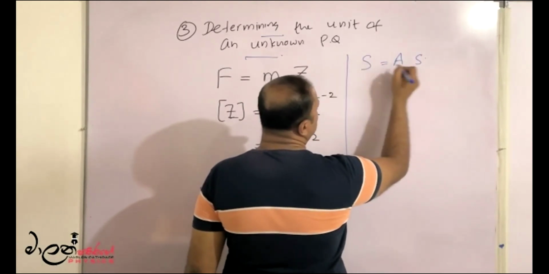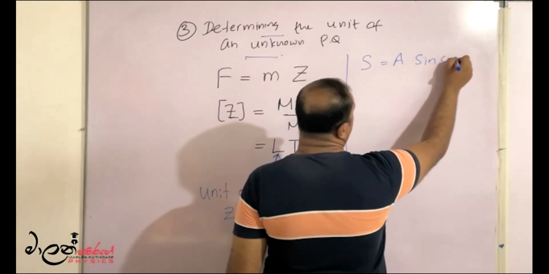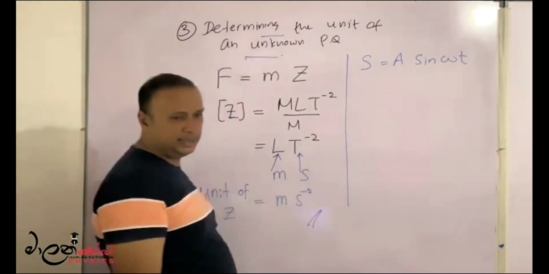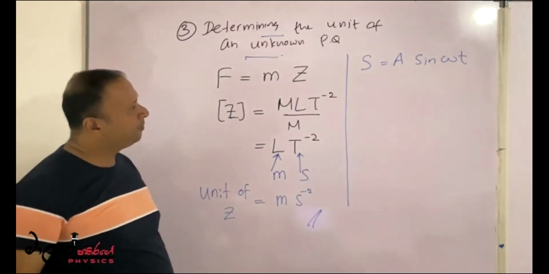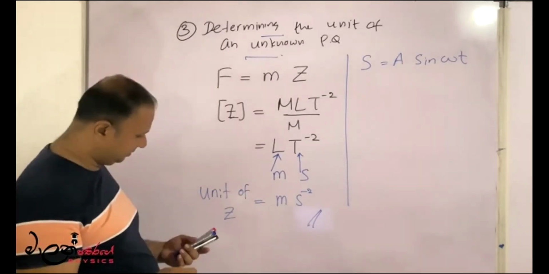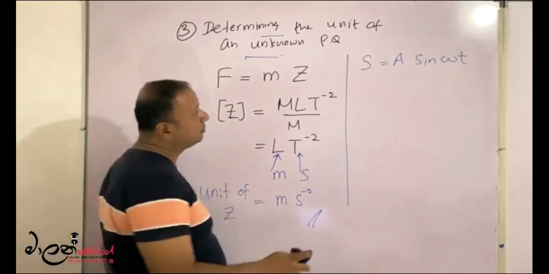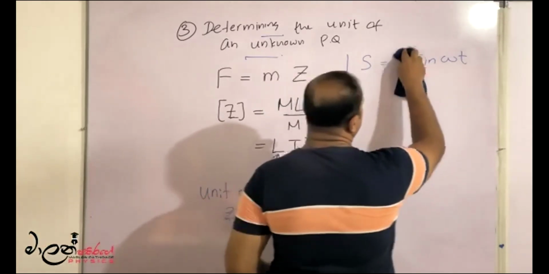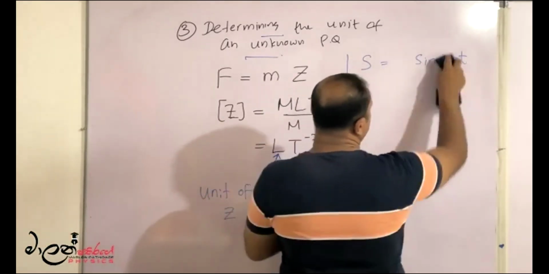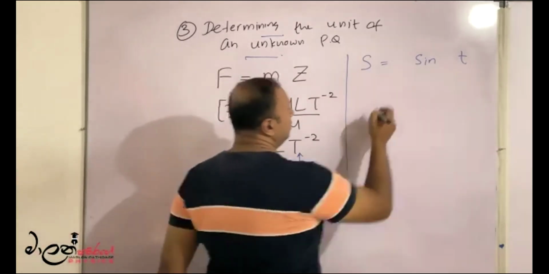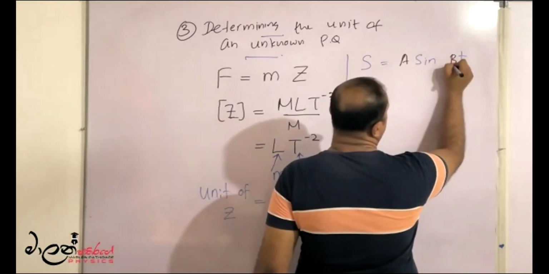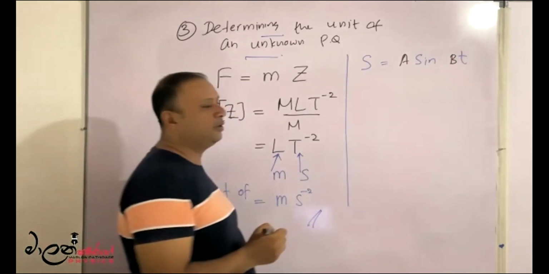S is equal to A sine omega t. Solve this one. S is a displacement. Let me tell you. S is equal to A sine Bt.